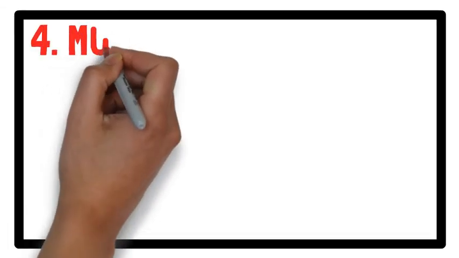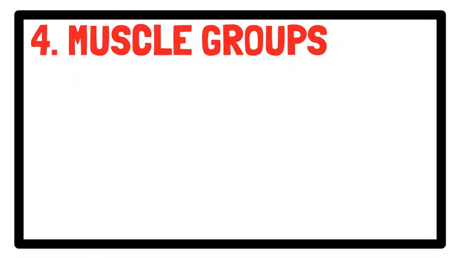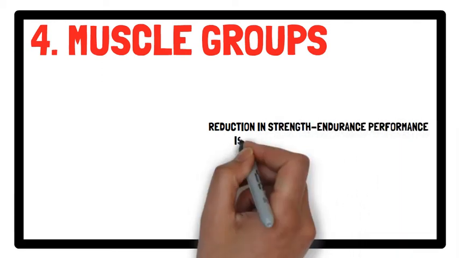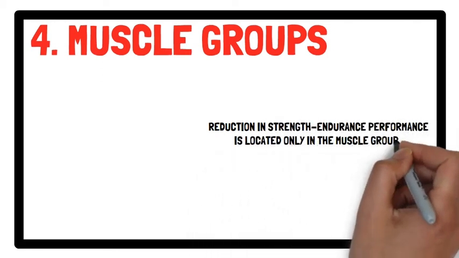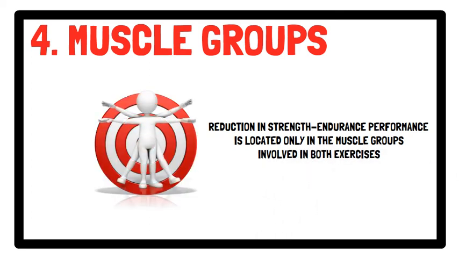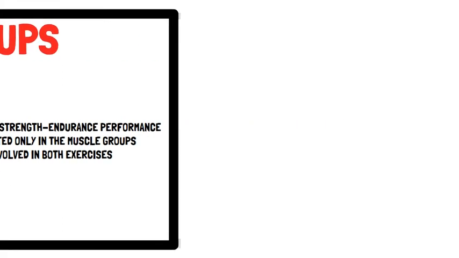Consideration 4. Muscle groups. Reduction in strength endurance performance is located only in the muscle groups involved in both exercises. Therefore, aerobic exercise does not affect subsequent strength performance when aerobic and strength exercises are performed by different muscle groups.